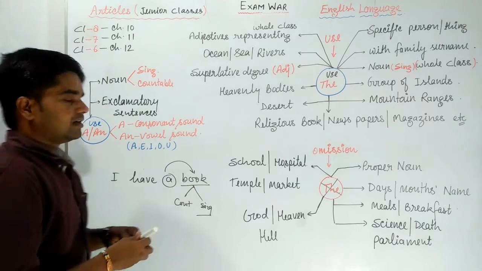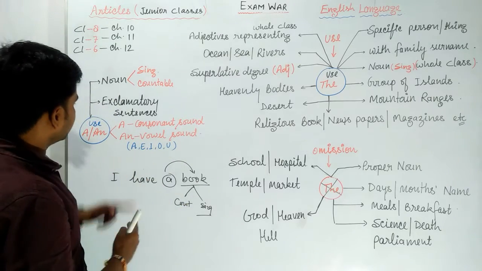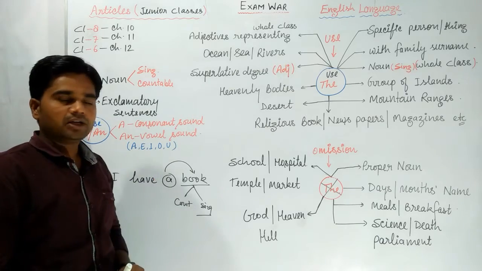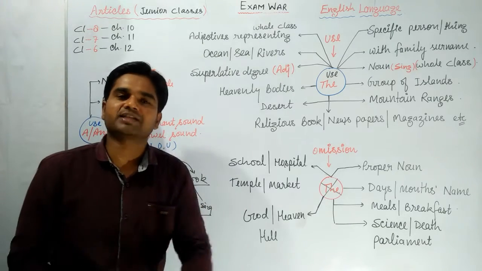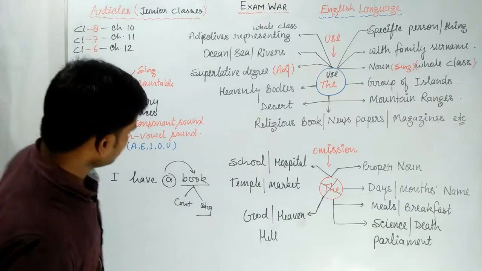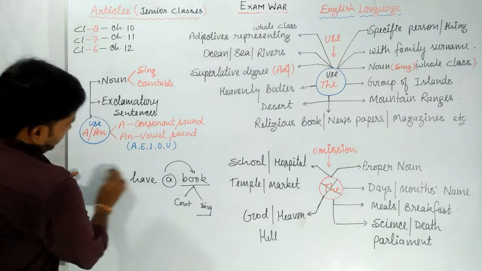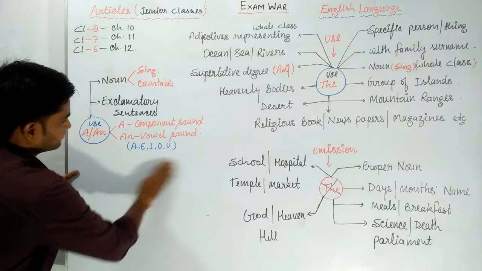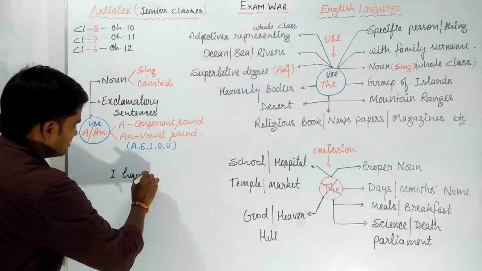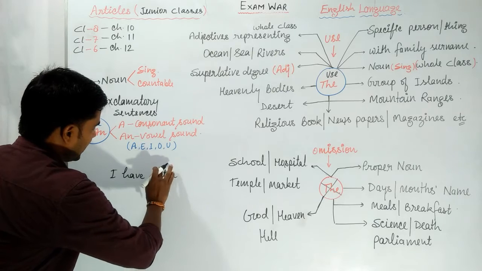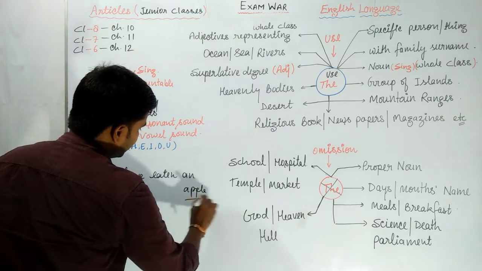And what is the difference of uses between a and an? Dear students, a is used before a consonant sound and an is used before a vowel sound. This is the basic difference between the uses of a and an. Book gives us a consonant sound, that's why we used article a here. If I say, I have eaten an apple.